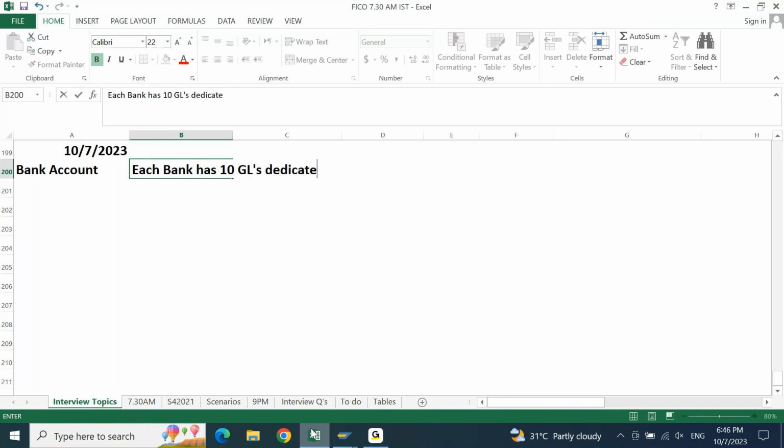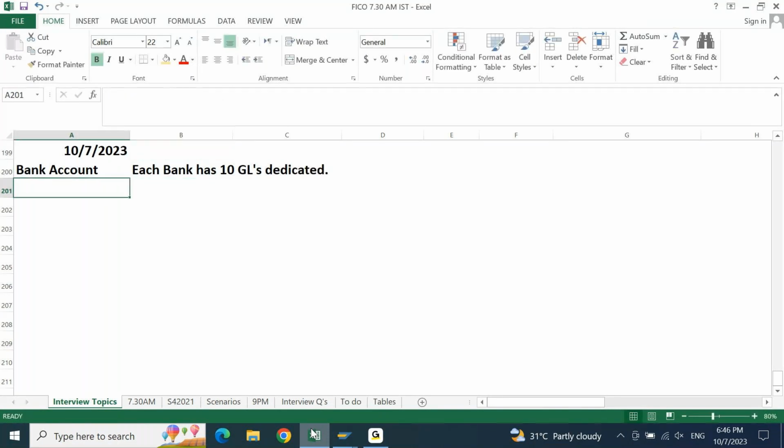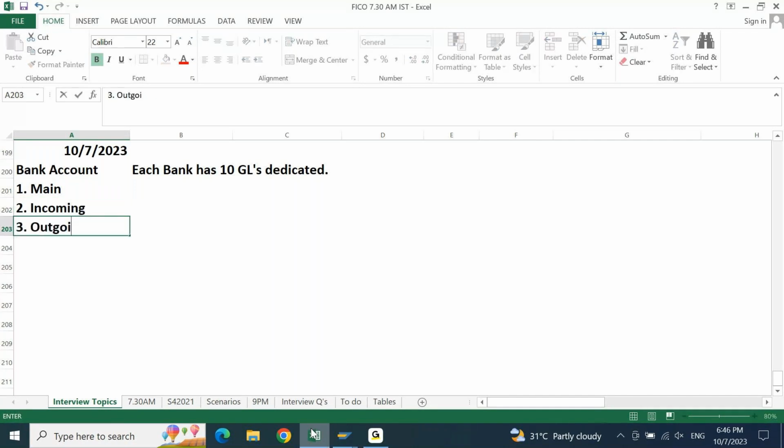For one bank account, it will be 3 GL accounts. For every bank, you will have 10 GL accounts dedicated. Based on your payment process, you will decide how many GL accounts are required. You will need a minimum of one main account. Second is your incoming account. Third is the outgoing account.